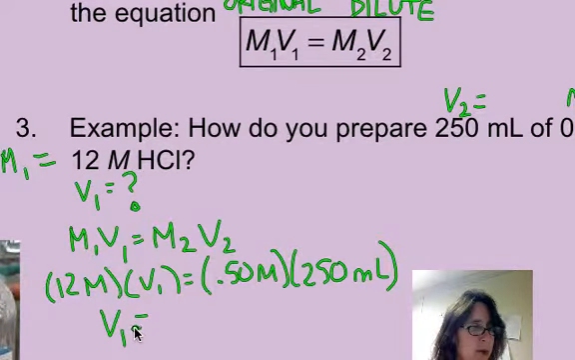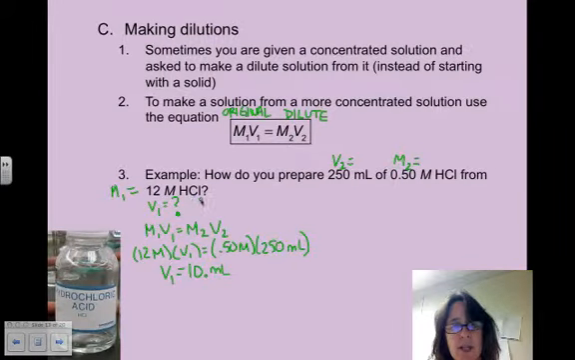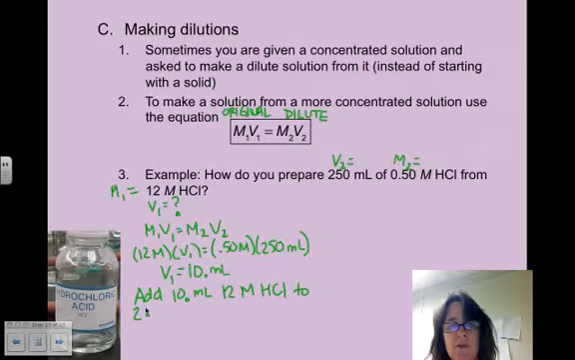Okay. So if you do the math and you solve for V1, you get 10 milliliters. That number represents how much of the concentrated acid you need. But the question is, how do you prepare the solution? Well, if you want to make 250 milliliters of solution, and 10 milliliters of it is the concentrated acid, what's the rest of those 250 milliliters? Water. So you're going to add 10 milliliters of 12 molar HCl, that's the concentrated acid, to 240 milliliters of H2O.